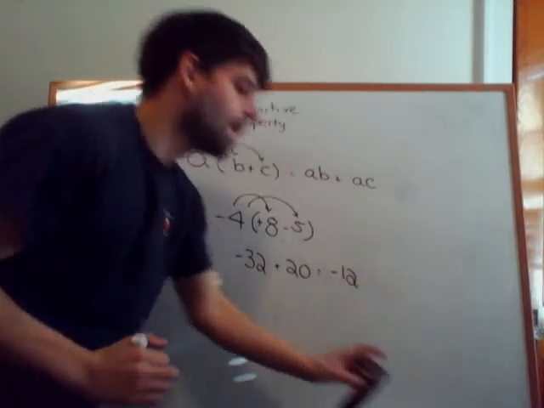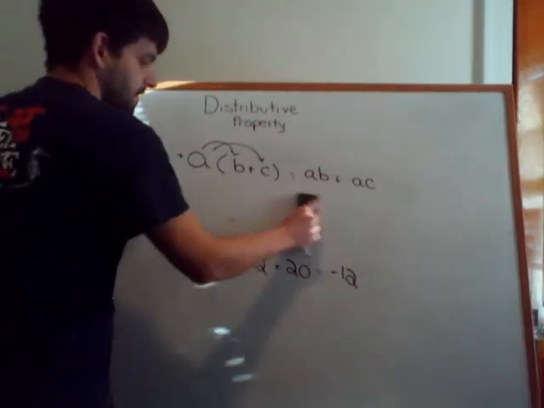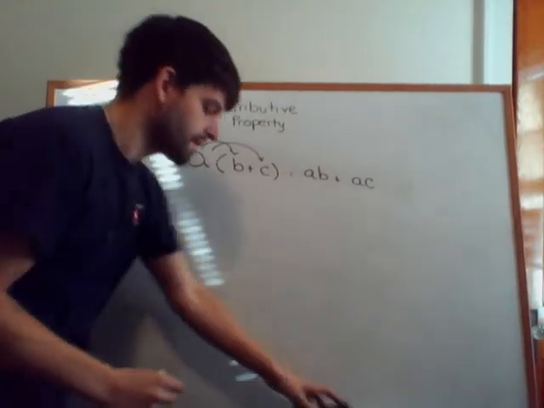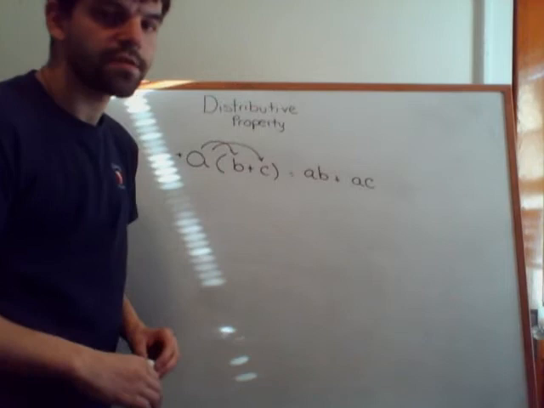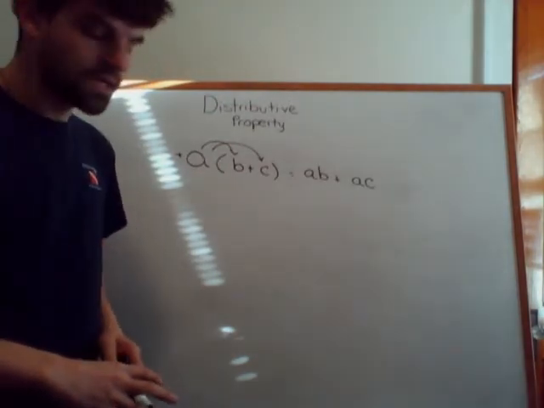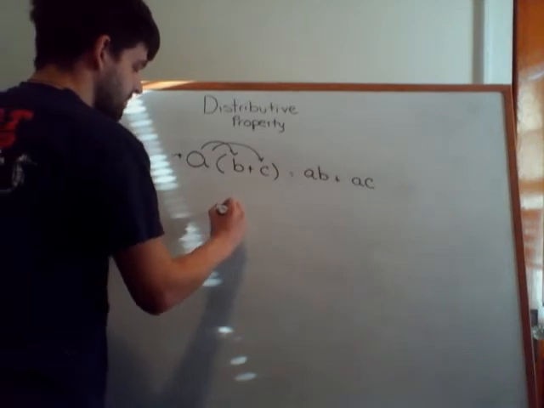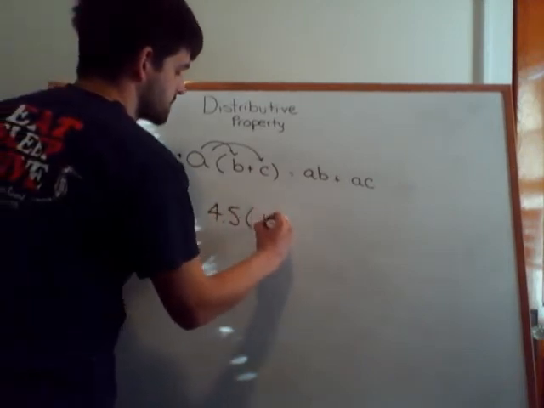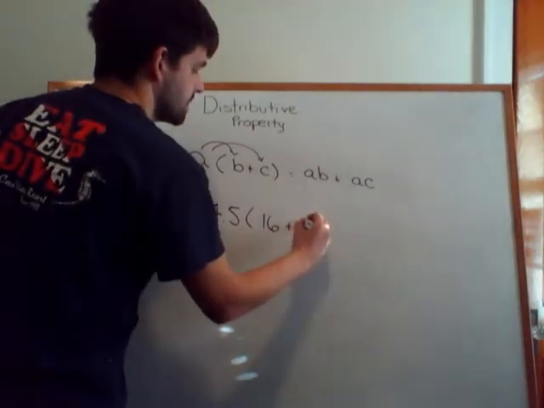Okay? Alright, let's look at our final example. In this example, what I'd like to illustrate is, so far things have been pretty friendly with the numbers that we've come across. But let's say we had the value 4.5 times the quantity of 16 plus 8.